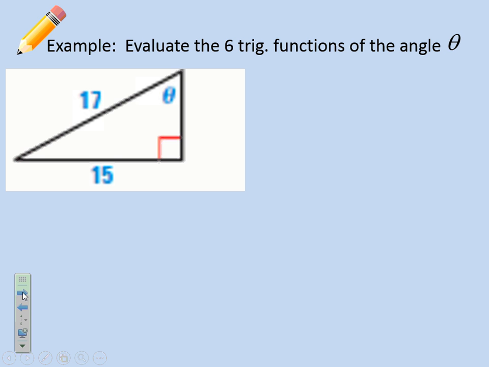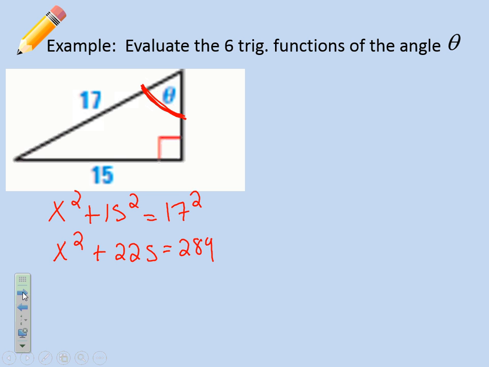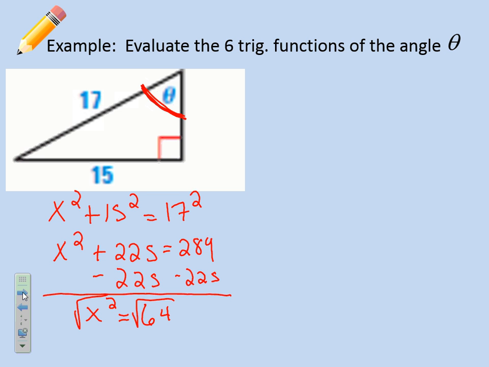So here's angle theta. Before we can even evaluate our 6 trig functions, we have to find our missing side. In order to do that, we're just going to use the Pythagorean theorem. So I have x squared plus 15 squared equals 17 squared. So x squared plus 225 equals 289. To solve this, we're going to subtract 225 on both sides. And x squared is going to equal 64. Square root both sides, x equals 8. So this side length right here is going to be 8.